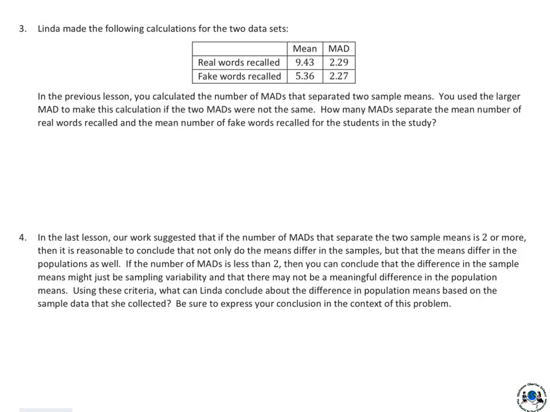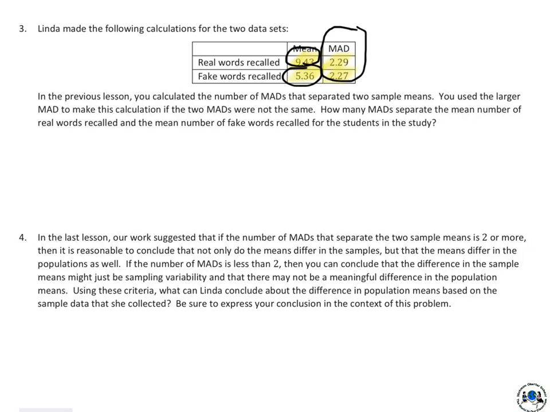Okay, so Linda made the following calculations for the 2 data sets. She calculated the mean of both, and then she calculated the mean absolute deviations of both. And right away, hopefully you can see that those MADs, those mean absolute deviations, are very similar, which is good. But the means are pretty different. As you can see, the mean for the real words recalled is 9.43, and for fake words 5.36.